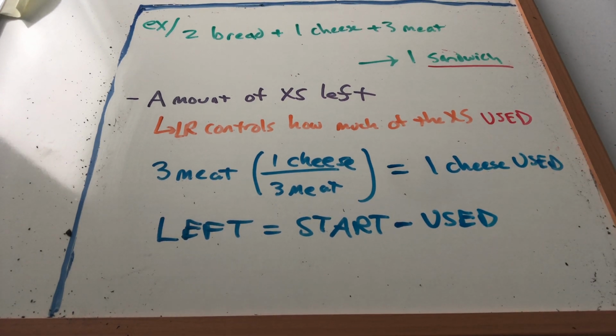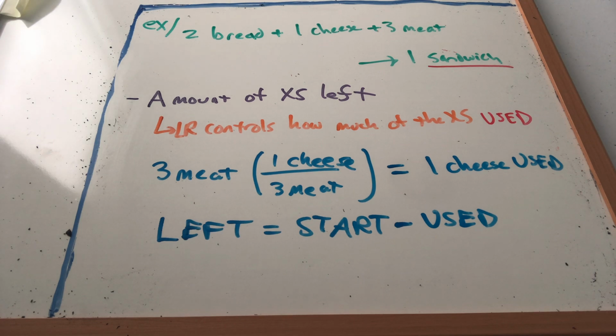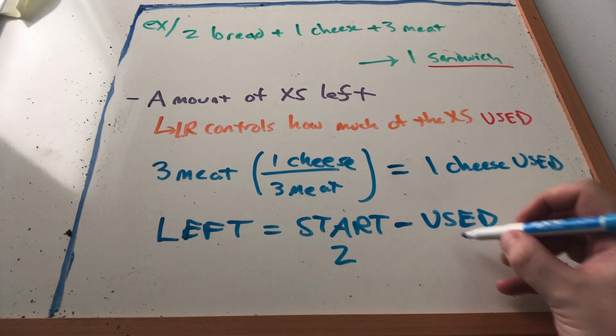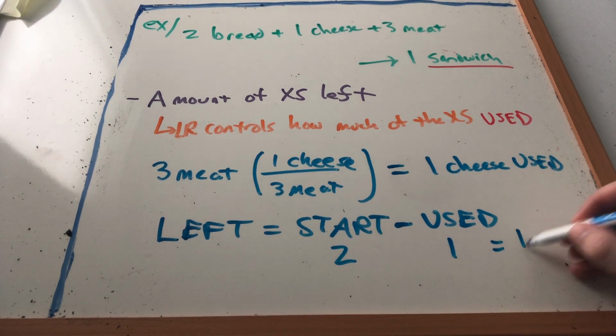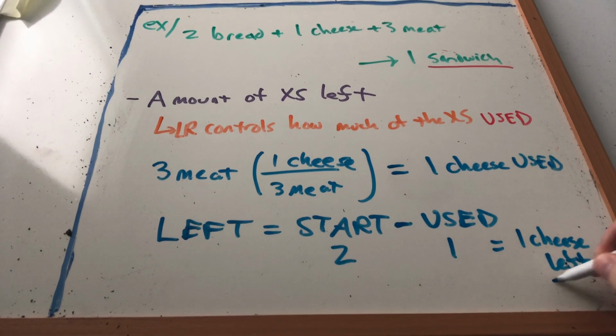All right? So 3 pieces of meat will use 1 piece of cheese. I started with 2 pieces of cheese. I used 1 piece of cheese. And so I have 1 piece of cheese left in excess. That's how much is left in excess.